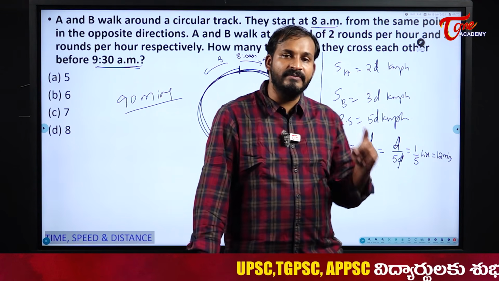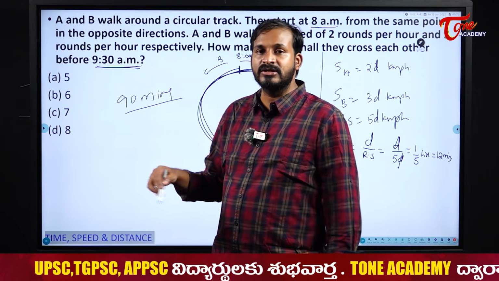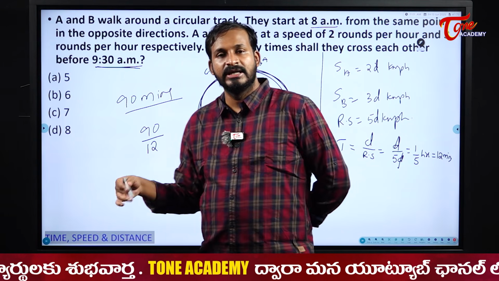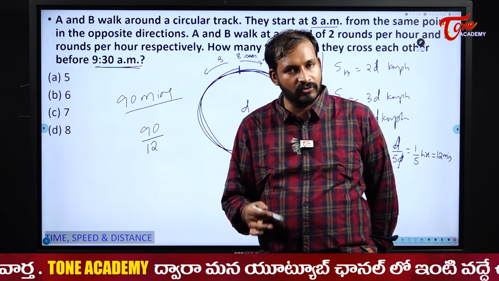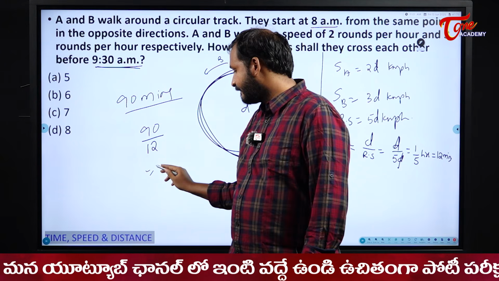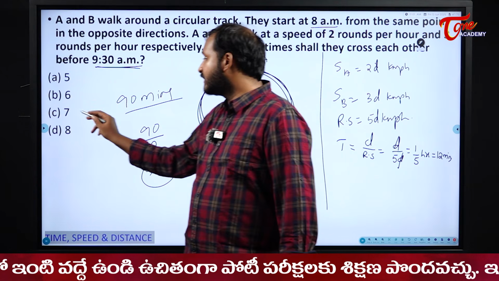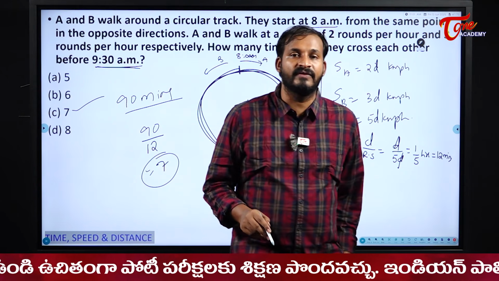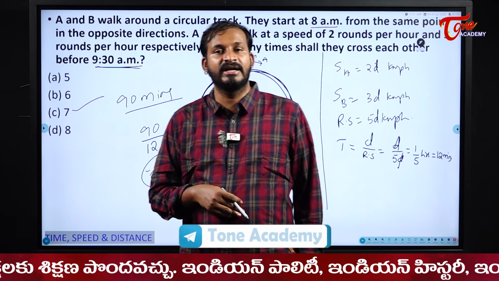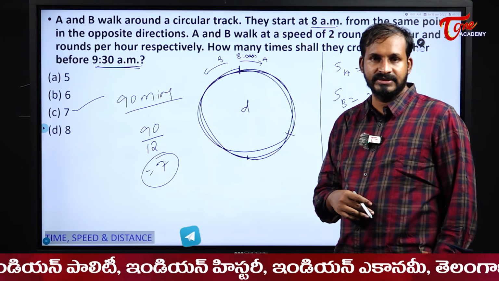For every 12 minutes they will meet one time, right? So in 90 minutes, how many times will they meet? 90 by 12. See here, students, there is no rule that it should be exactly cancelable. No need to worry. What is the quotient here? When I divide 90 by 12, 12 sevens are 84. That means the two persons will meet 7 times in their journey. Understood? This is how we need to solve this type of problems.